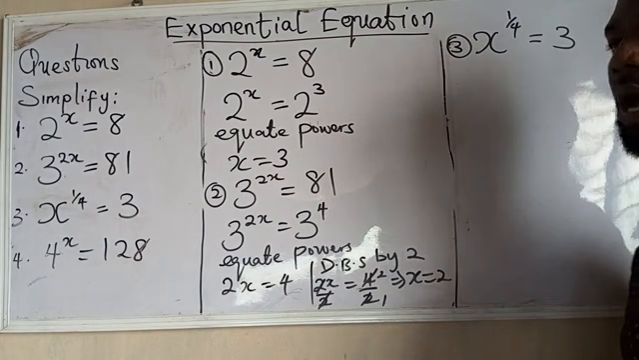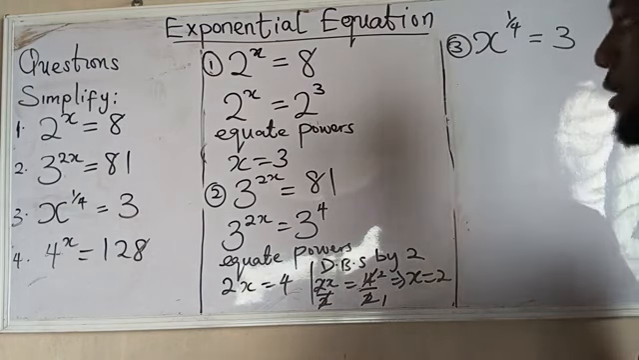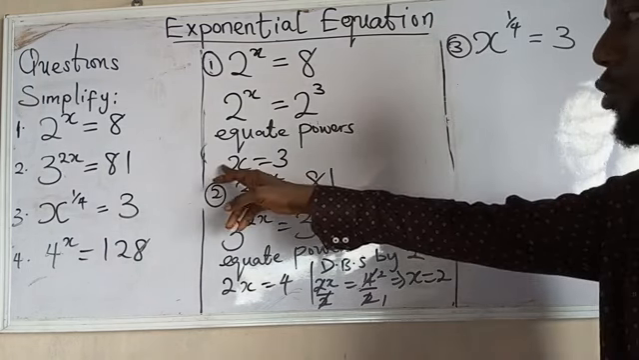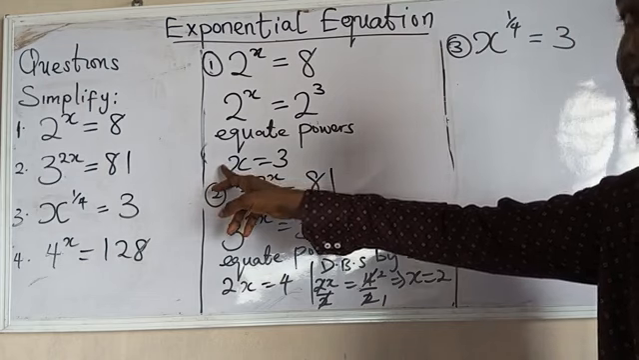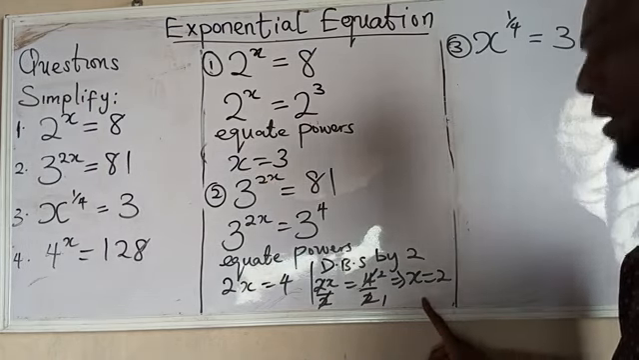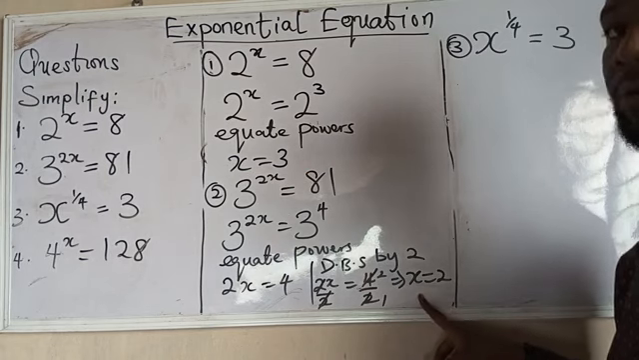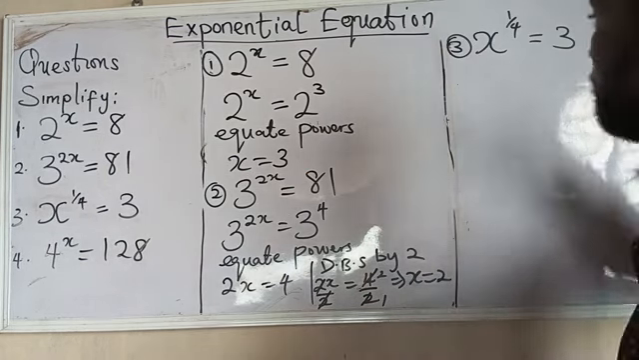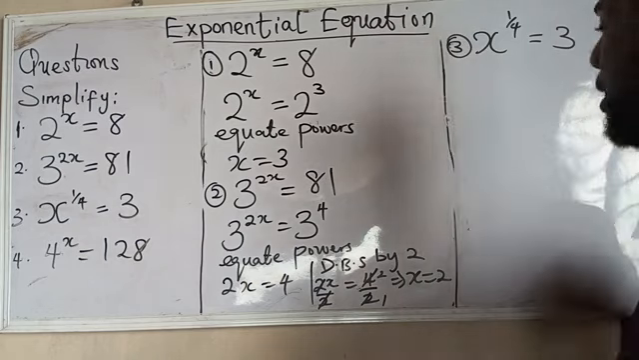What are we going to do? Our aim is to find the value of x. If you look at the first question, we were able to achieve our aim by finding the value of x. Look at the second one, we were able to achieve our aim by what? Finding the value of x. So the same goes for number 3. So how do we find the value of x?